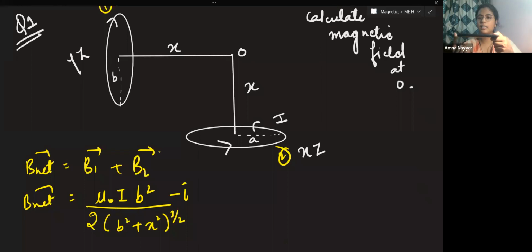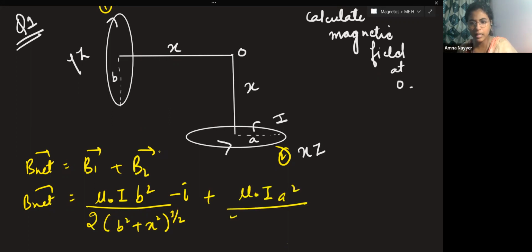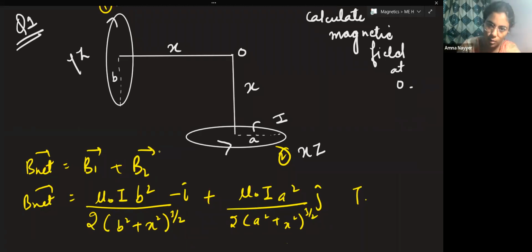For this second one, see, it is kept like this, and current from the inward side is going like this, and from the side that is facing me, current is moving like this. So this is the flow of current. I'll curl my fingers the same way. Thumb is pointing upwards. That is j cap for the second one. But first let me write down the magnitude: mu naught I a square by 2 times a square plus x square to the power 3 by 2, and this is j cap. This much Tesla is the magnetic field. Fine, noted down. Any doubts, then ask me. Then we'll start with Ampere's Circuital Law.